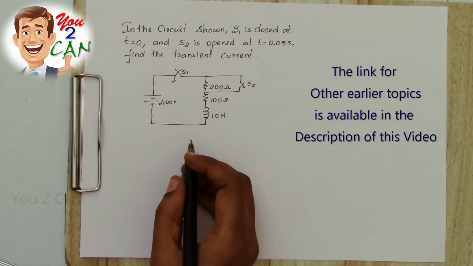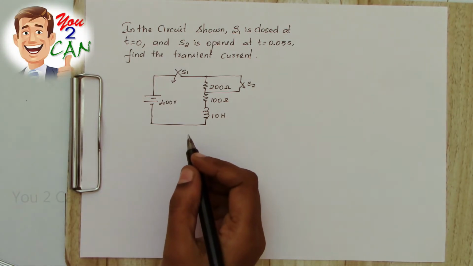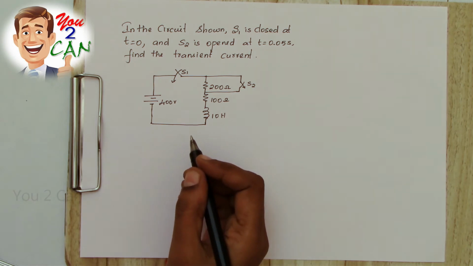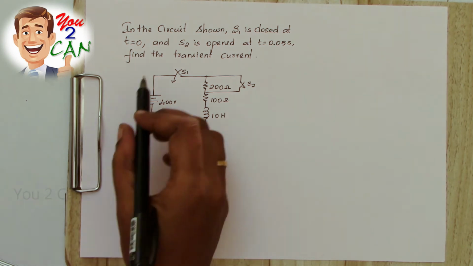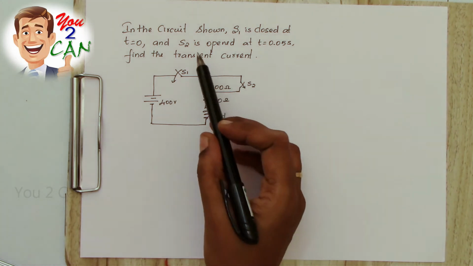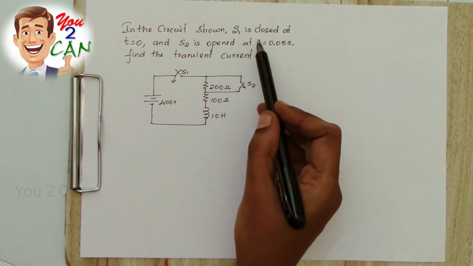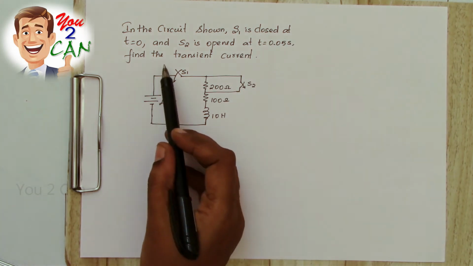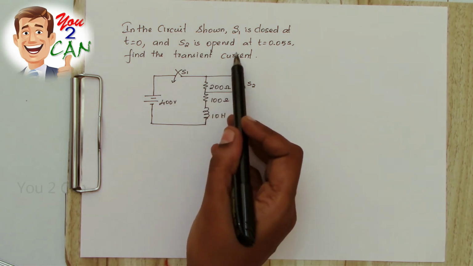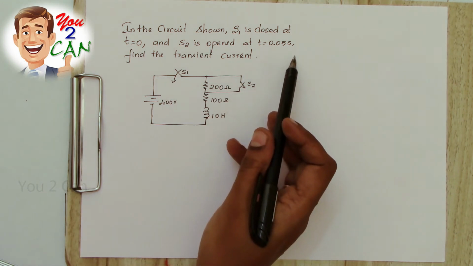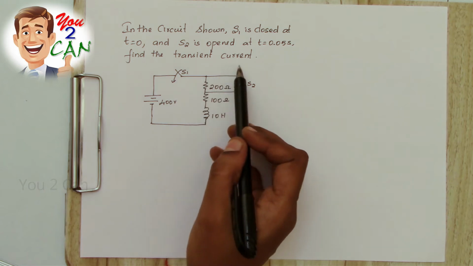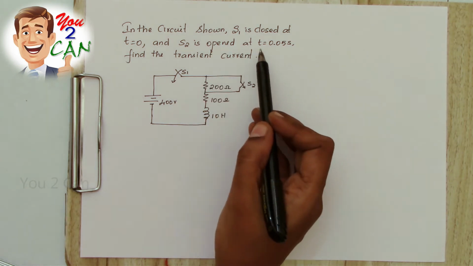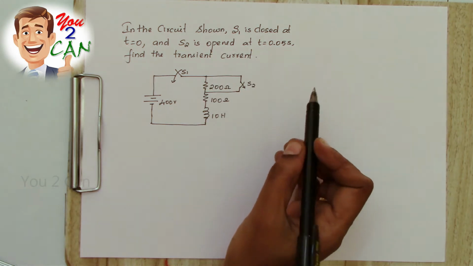Good day. Today let us see another problem in RL transients. Okay, so go through this problem. Here in the circuit shown, S1 is closed at t equal to 0 and S2 is opened at t equal to 0.05 second. You have to find the transient current, that is after S2 is opened.